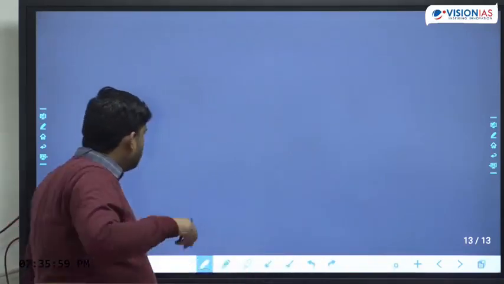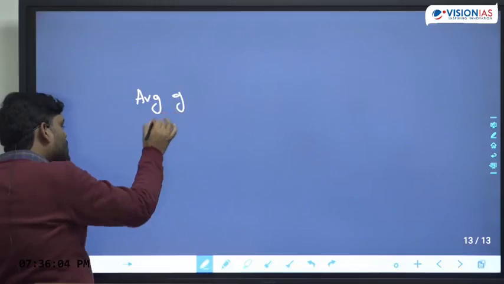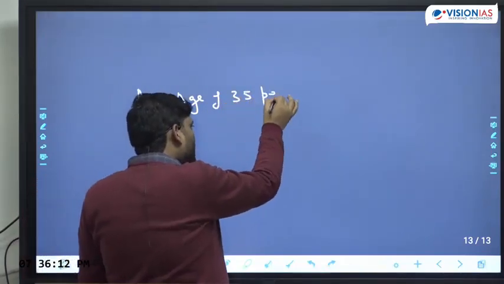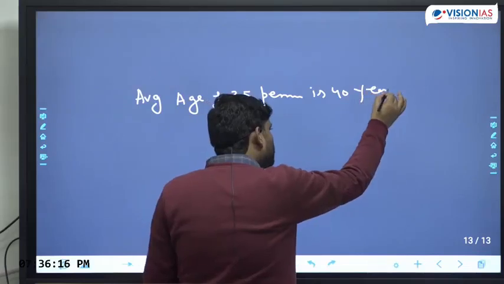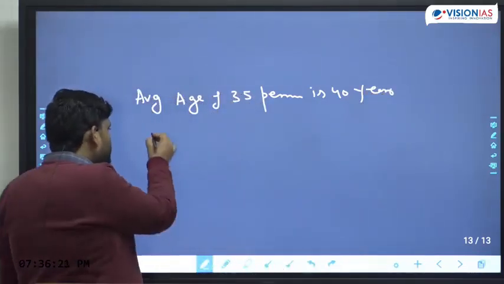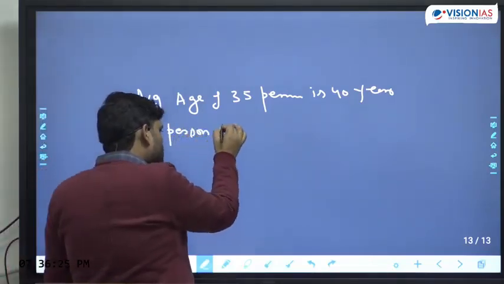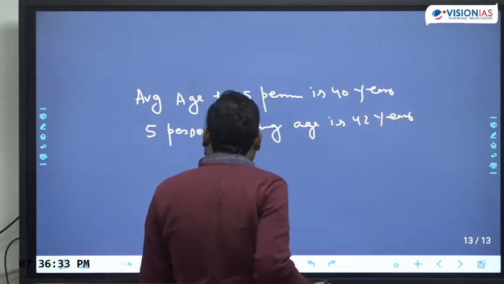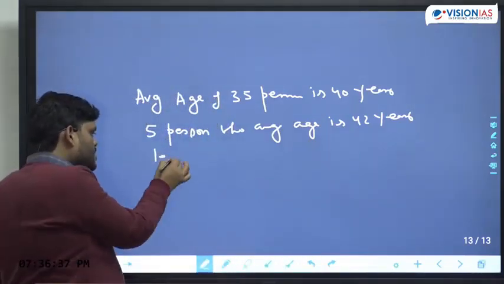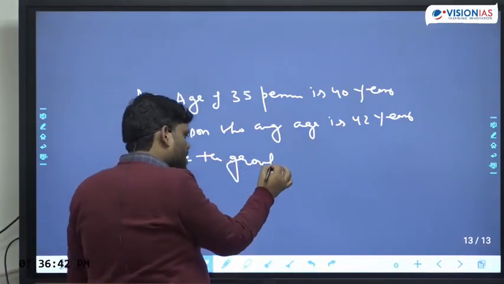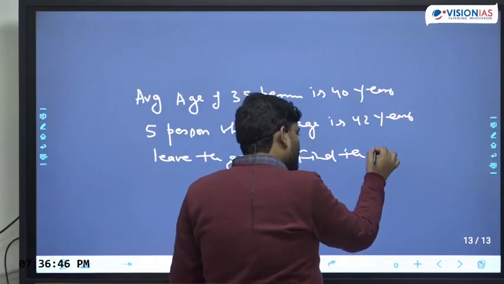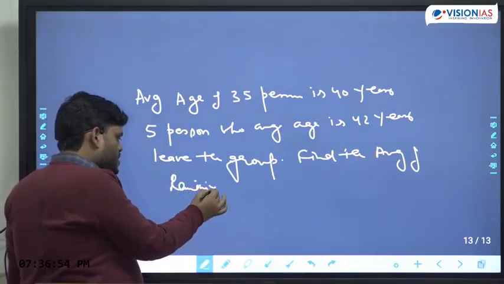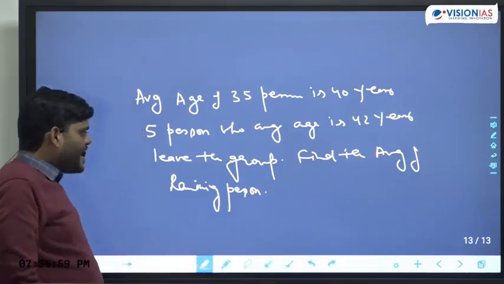For example, the average age of 35 persons is 40 years. 5 persons whose average age is 42 years leave the group. Find the average age of the remaining persons.